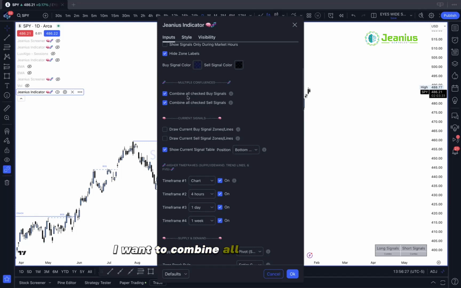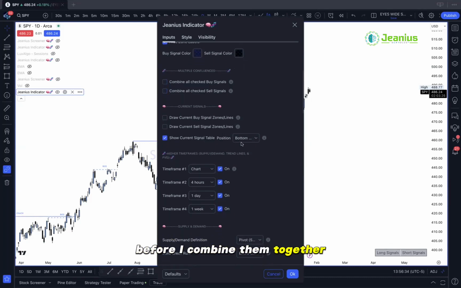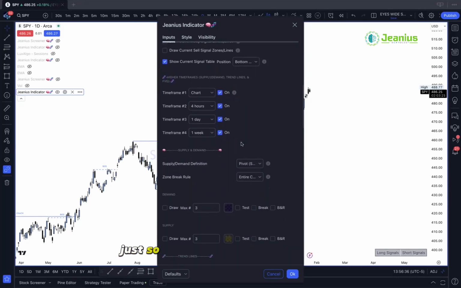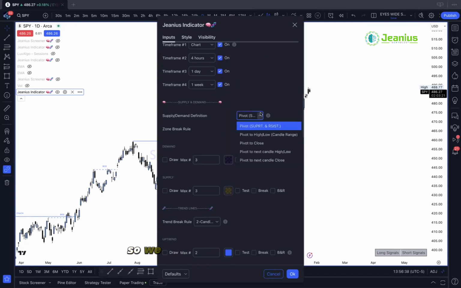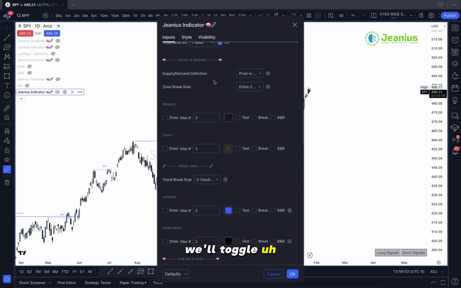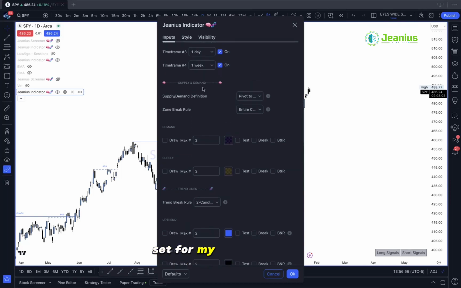I want to combine all of those together. That means that everything that pops up right here, I want to combine all of those things together. And before I combine them together, I'm actually just going to click them all on just so you can see what it looks like. So we have support and resistance. You know what? I'm going to go pivot to next candle's high. Oh, wait, should I do regular support and resistance? We'll see. We'll toggle. So I have my definition set for my supply and demand.